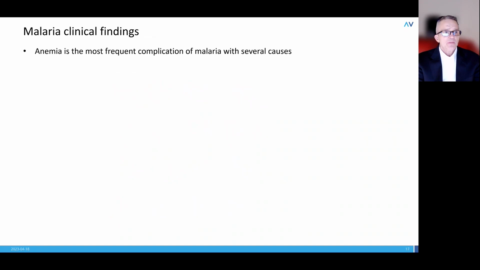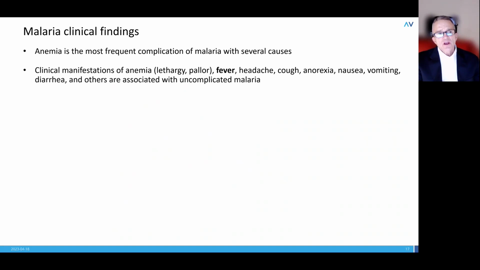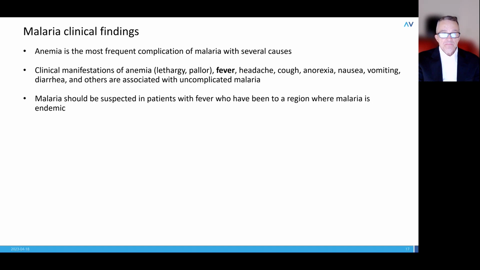The clinical findings in malaria: anemia is the most frequent complication in malaria, and there are several causes for this anemia. The clinical manifestations of anemia include the typical signs of lethargy, fatigue, pallor, etc. And then there is fever, and fever is very important in malaria and diagnosing malaria. We'll mention that in a moment. Patients can also have a combination of headache, cough, anorexia, nausea, vomiting, diarrhea, and other symptoms. And this is all associated with what's called uncomplicated malaria. Malaria should be suspected in patients who present with a fever, as ours did, and who have a history of visiting a region where malaria is endemic.